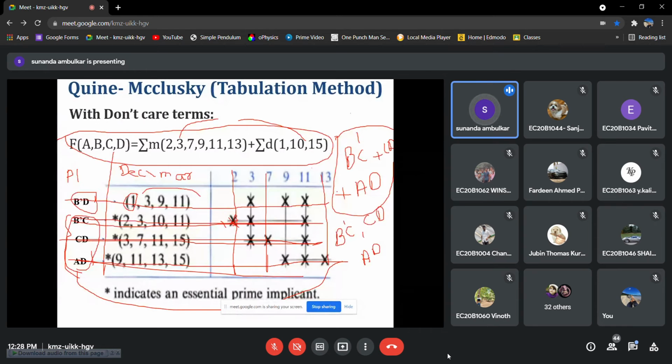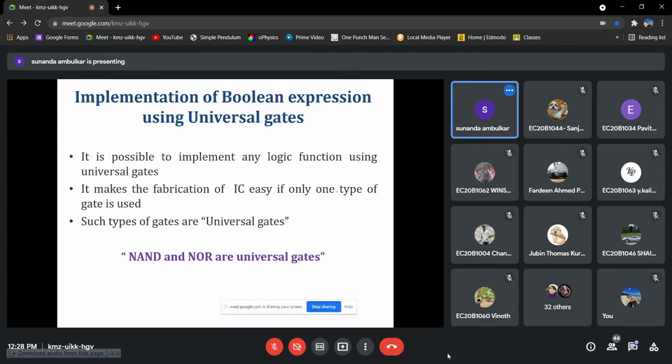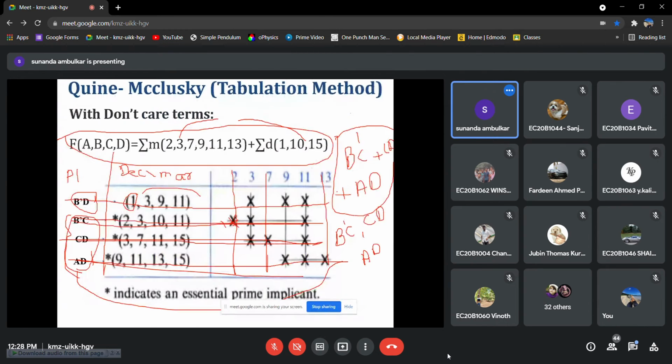I think it is very clear, because we have already discussed the basic fundamental principle of the tabulation method. Only one thing is extra, which is the don't care terms. Now, is it clear? Can I move on to the next topic?